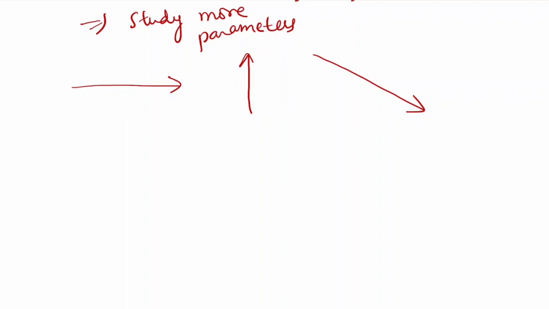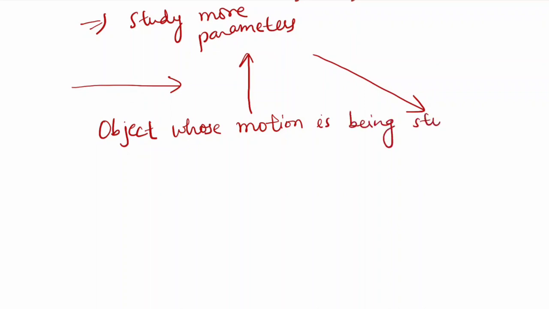Now we have been saying that we want to study motion, but we have not yet specified the motion of what. That what is some object which we can classify as a particle here for simplicity. An object whose motion is being studied here is called a particle.